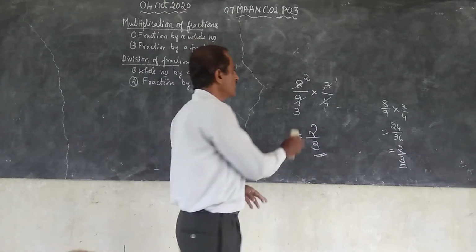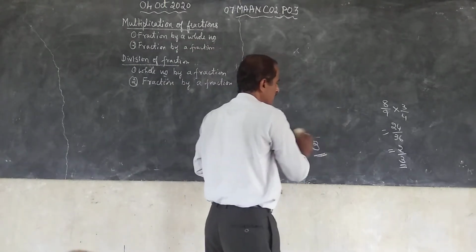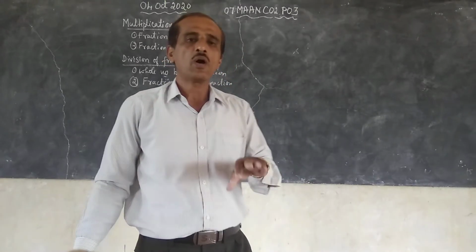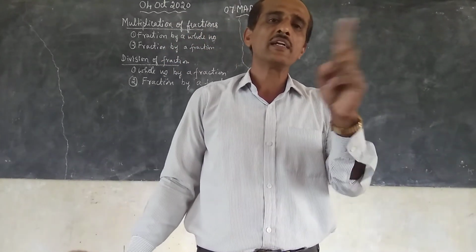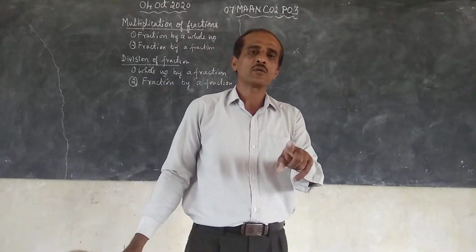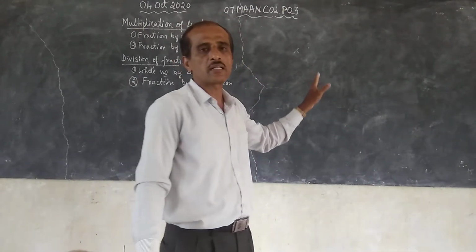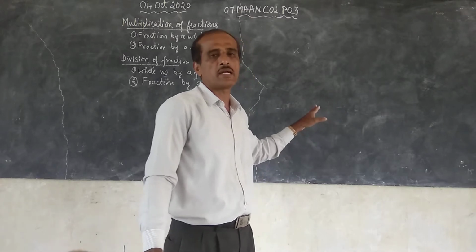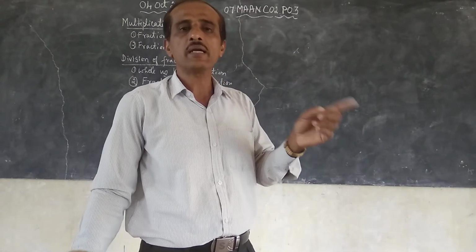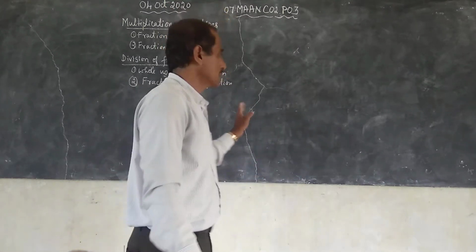Okay. So this is how we can multiply a fraction by another fraction. So during multiplication of fractions, what you have to do? Numerators and numerators are multiplied, and denominators and denominators are multiplied. Then you will get the answer, and at the end you can simplify it. Okay. So like this we will multiply a fraction by another fraction.